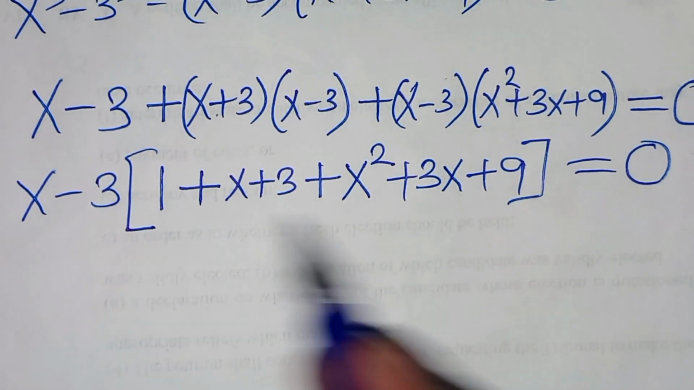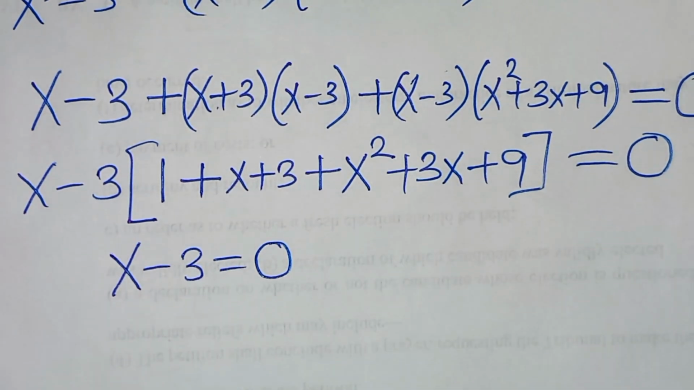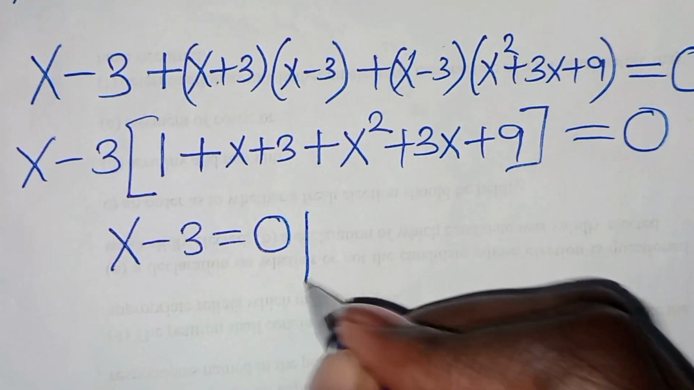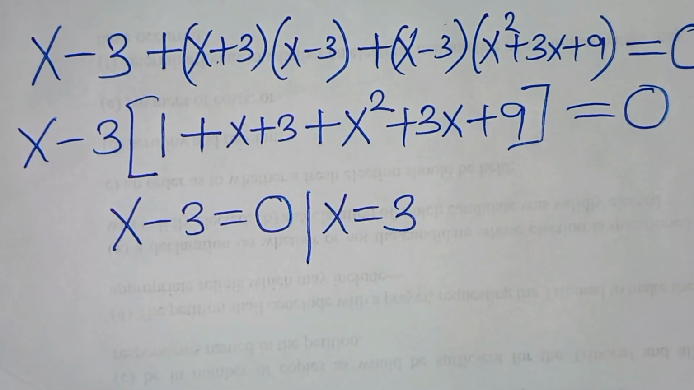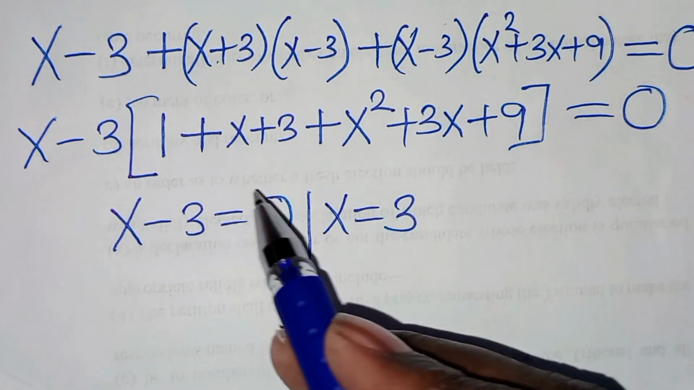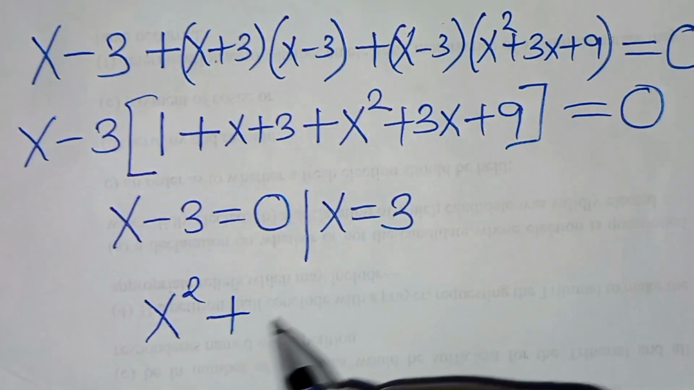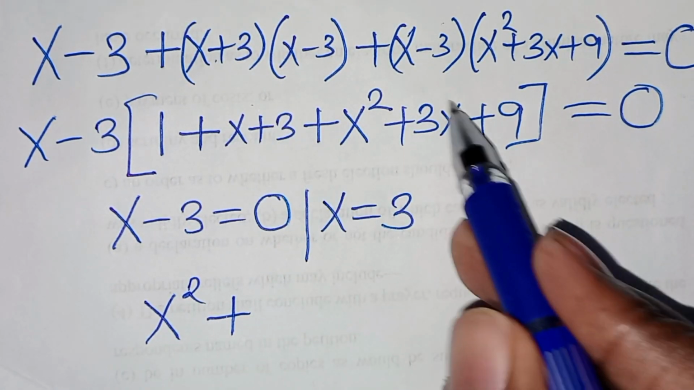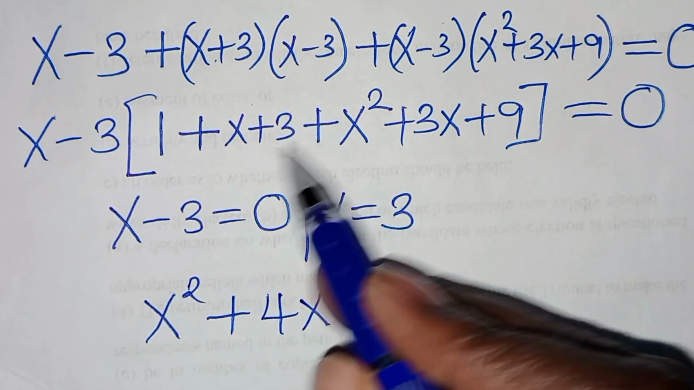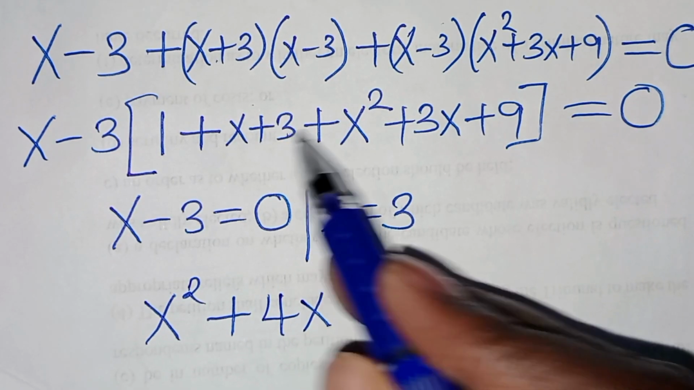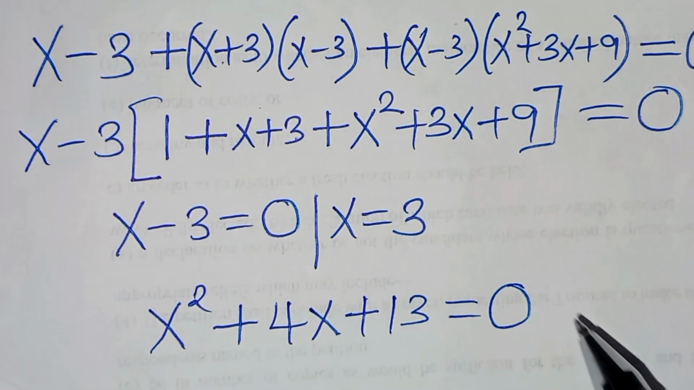So this implies that we have two parts here. The first part is x minus 3 equal to 0, and this implies that the value of x is equal to 3. The second part, we have x squared, plus x plus 3x, so plus 4x. Then we have 1 plus 3, this is actually 4, and 4 plus 9 is equal to 13, equal to 0.